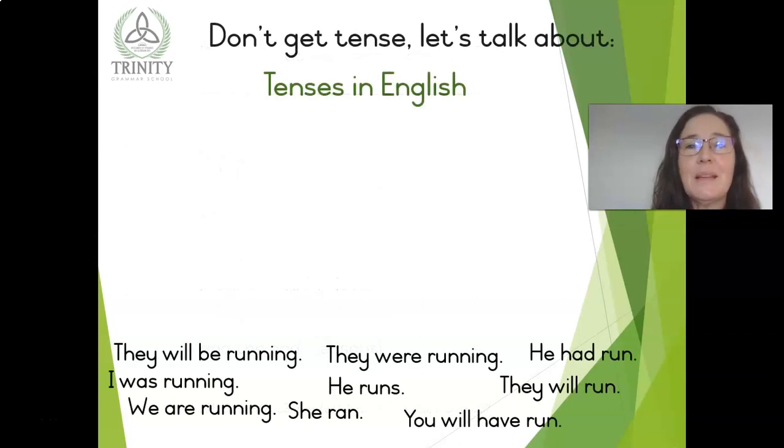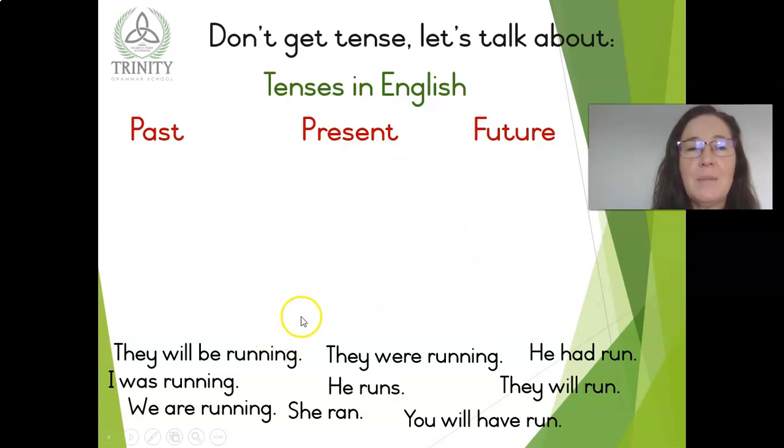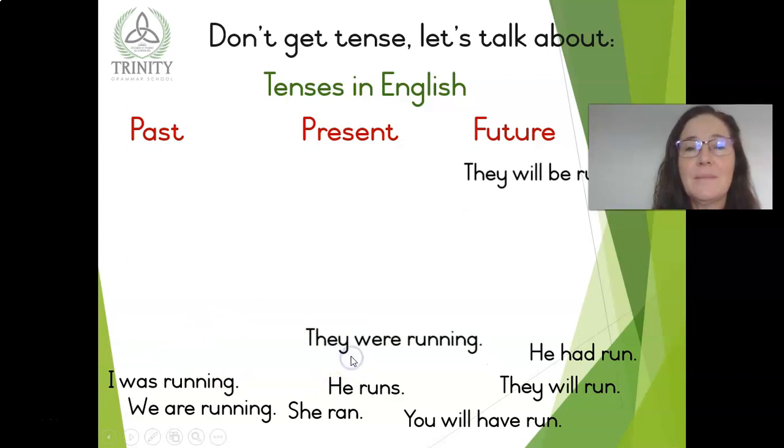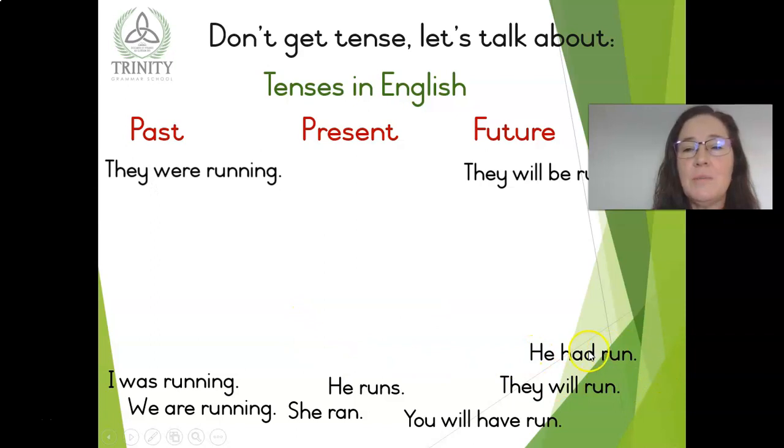So, don't get tense. Let's talk about tenses in English. In English we have broadly past, present, and future tense for our verbs. I've got some sentences at the bottom here that we can see which tense they belong to. So I wonder if you can help me at home. They will be running. Where should that go? That's correct. They were running. If you said past, that would be right.